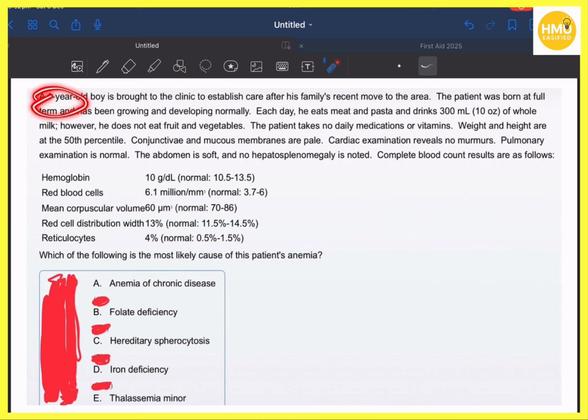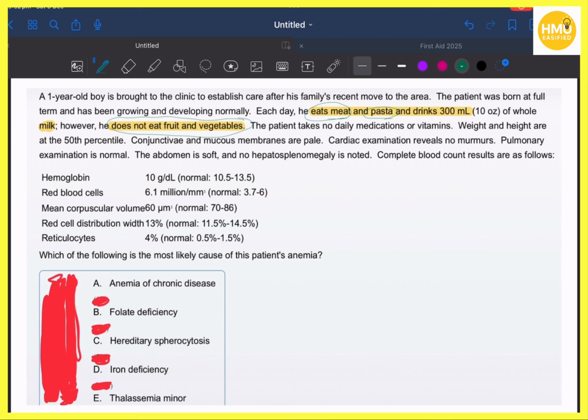So, a 1 year old patient comes to the clinic, and the patient was born full term. Whatever, you don't really care about that from an internal medicine point of view. He eats meat and pasta and milk, and he does not eat fruit or vegetables. So, he eats meat, which is very rich in iron, and pasta as well, also rich in iron. Does not eat fruit or vegetables, and fruits and vegetables are highly rich in folate.